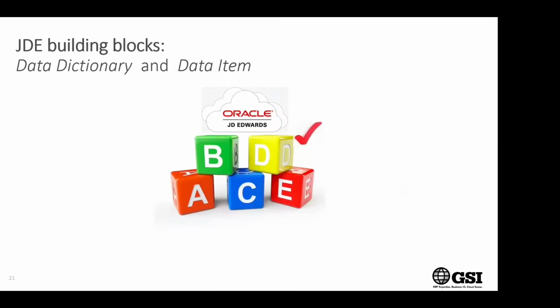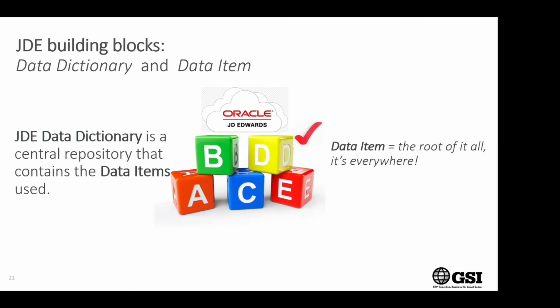So what makes JDE? If you're going to do an ABCDE kind of analogy, the alphabet for JDE does not start with an A, but it starts with a D, and it's actually the data item. I'm going to use a Lego kind of analogy to get my point across. The data dictionary is the central repository that contains the data items that we use in JD Edwards. You will see it everywhere.